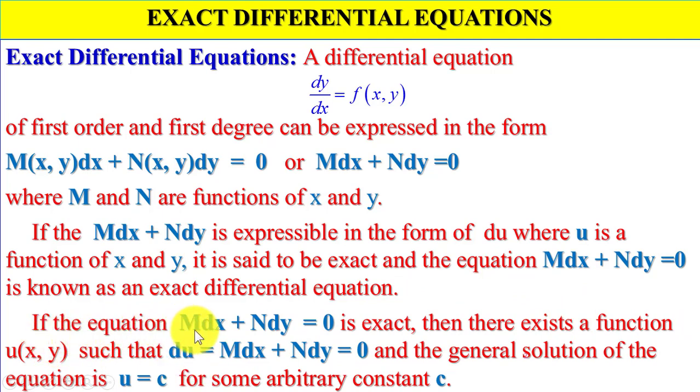If the equation M dx plus N dy equal to 0 is exact, then there exists a function u of x y such that du is equal to M dx plus N dy equal to 0, and the general solution of the equation is u is equal to c for some arbitrary constant c.